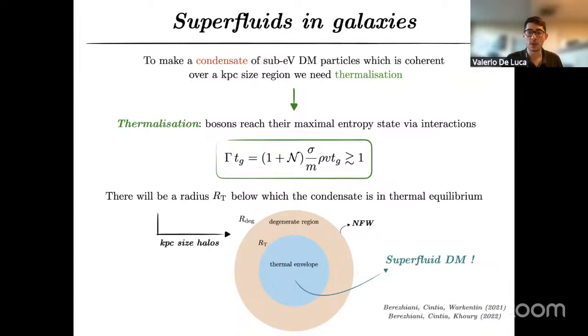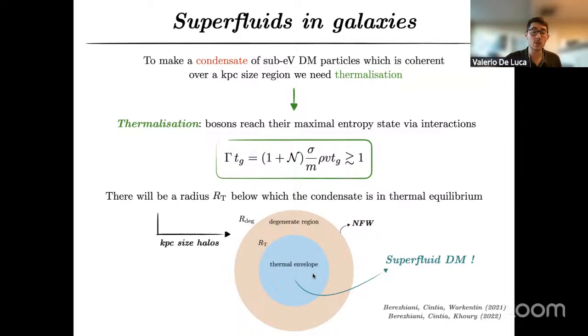Thanks to thermalization. Thermalization basically means that the bosons, thanks to their self-interactions, are able to achieve a configuration of thermal equilibrium, so they reach the maximal entropy state, which of course puts a bound on the cross-section of the self-interactions of the dark matter particles compared to the density of the environment, the velocity, and so on. In practice, the picture we expect is the following. There will be an orange region which describes the condition of degeneracy from before, and within this region there will be a thermal envelope given by radius R_T, where this condition is satisfied. Inside the thermal envelope, both conditions are realized, and this is where we may expect a superfluid dark matter to be achieved.